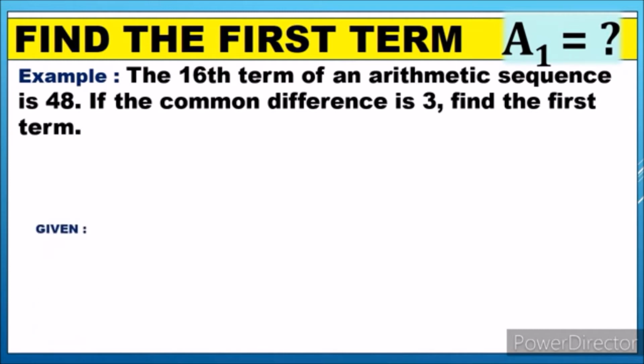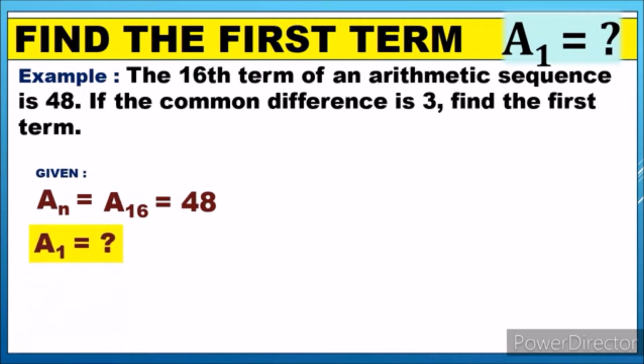So the given are the following. a sub n, which is equal to a sub 16, okay? And a sub 16 is equal to 48. Next, we are going to find a sub 1 or the first term. And then we also have n, which is equal to 16, or there are 16 terms. And d is the common difference.